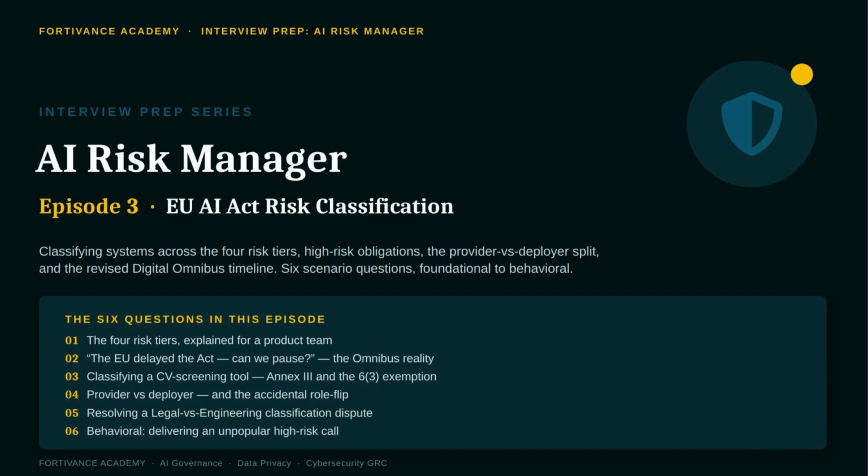Episode 3 is all about the EU AI Act and risk classification, the framework that decides what compliance burden a given system actually carries. Over 6 questions we'll cover the 4 risk tiers in plain language; the trap of thinking the recent delay lets you pause your high-risk work; how to actually classify a borderline system like a CV screener using Annex 3 and the Article 6(3) exemption; the all-important provider versus deployer split, and how a firm can accidentally become the provider; how to resolve a classification dispute between legal and engineering under deadline pressure; and finally a behavioral question about delivering an unpopular call without becoming the enemy. Foundational to curveball. Let's get into it.